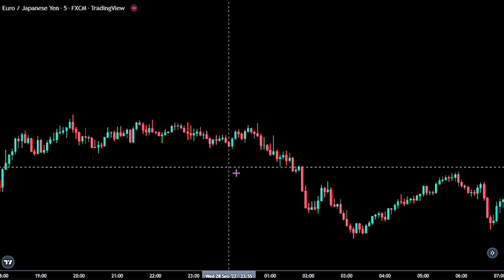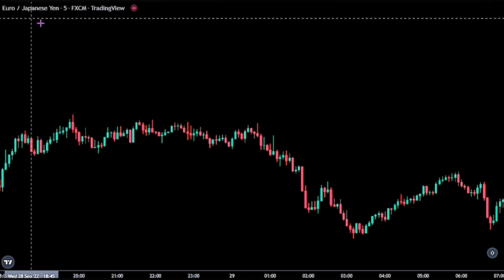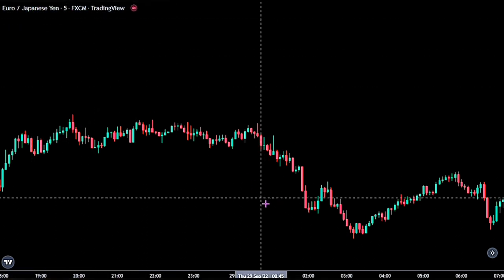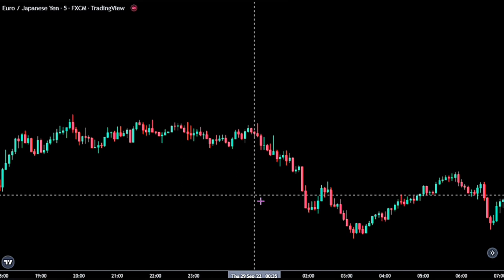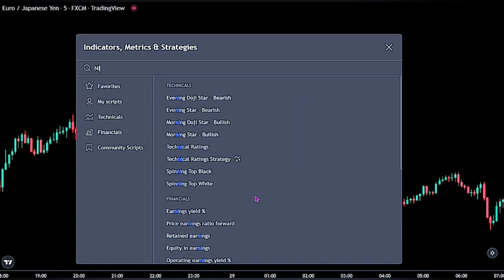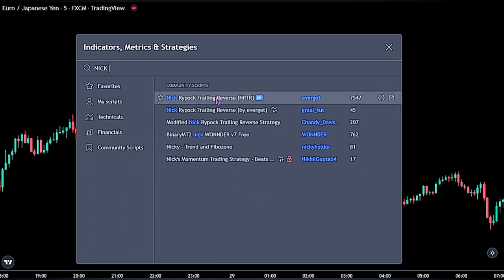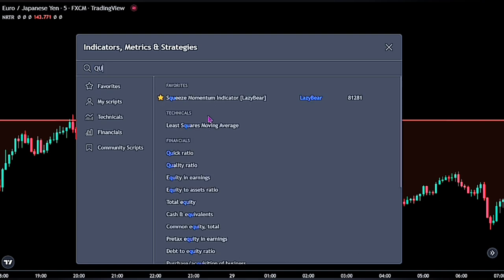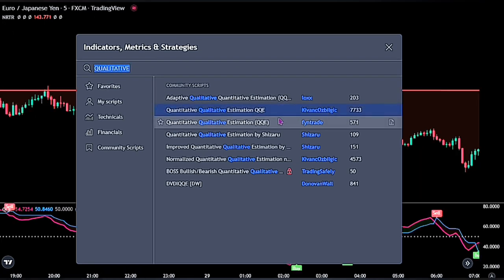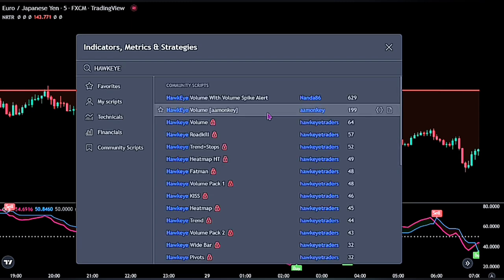Okay guys, for this strategy, we will be back testing it on the Euro Japanese Yen, and we will be using the 5 minutes chart. Now let's quickly add the indicators we would be using to better understand the concept of this strategy. For the first indicator, bring up the indicator panel. I want you to search for the Nick Rypock Trailing Reverse by Everget. And for the second indicator, let's search for the Quantitative Qualitative Estimation, QQE, by Colinmck. Now for the last indicator, search for the Hawkeye Volume Indicator by LazyBear.